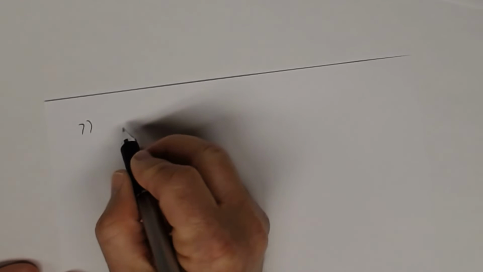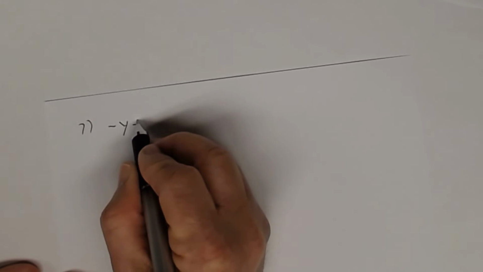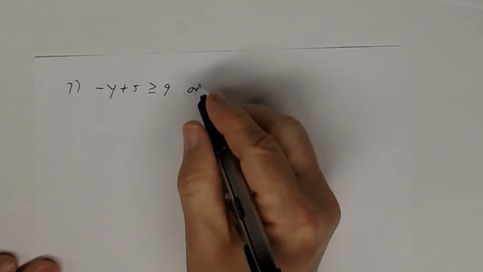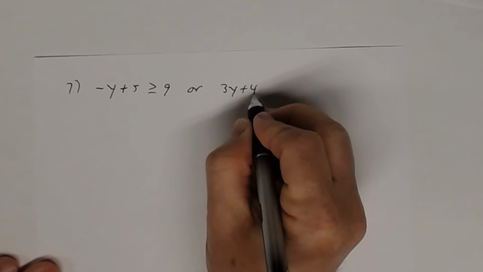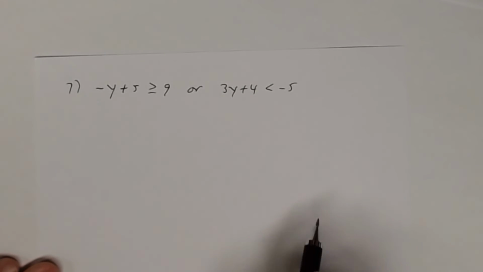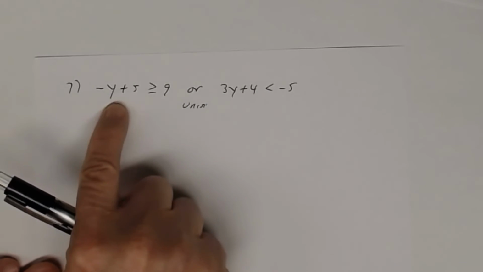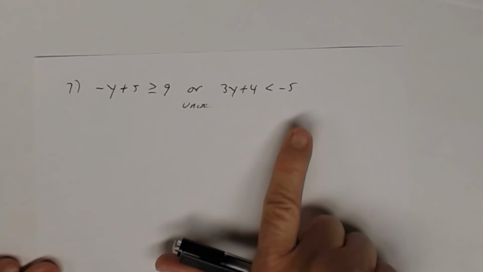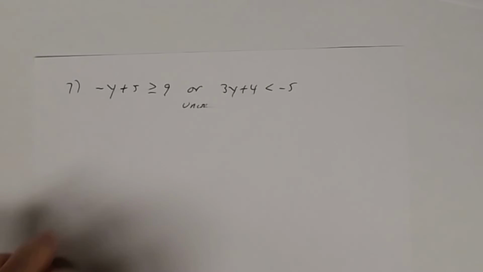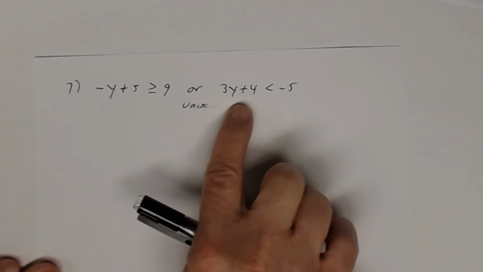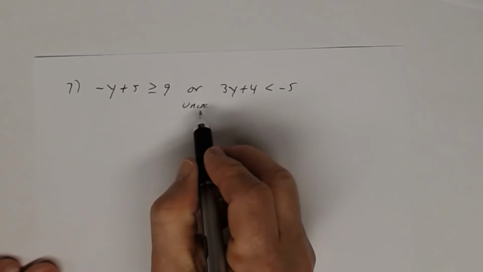All right, number 7, we have an or statement again. So remember, or means union. So you have negative y plus 5 is greater than or equal to 9, or 3y plus 4 is less than negative 5. Any solution to this one is a solution to the whole compound inequality because of the word or. So your solution would be whatever satisfies this or whatever satisfies this. So here's the idea of that union.